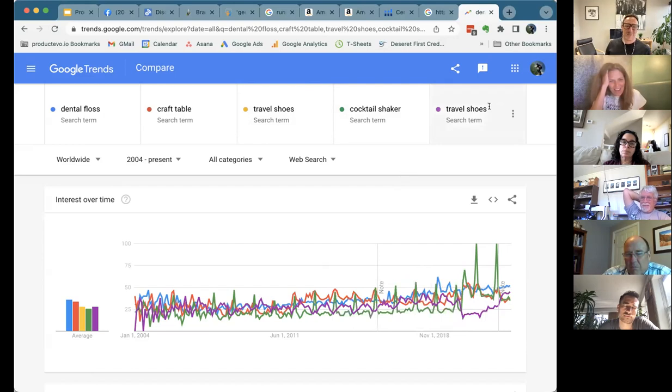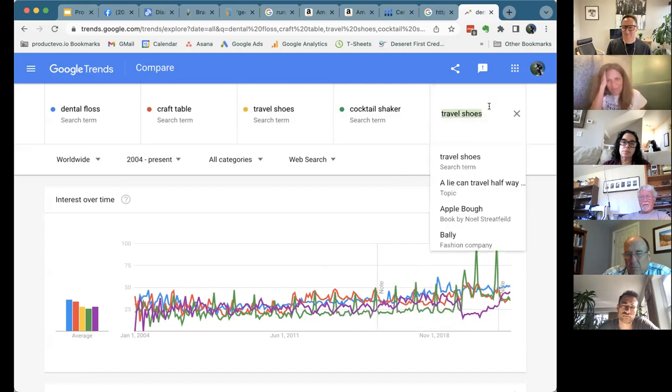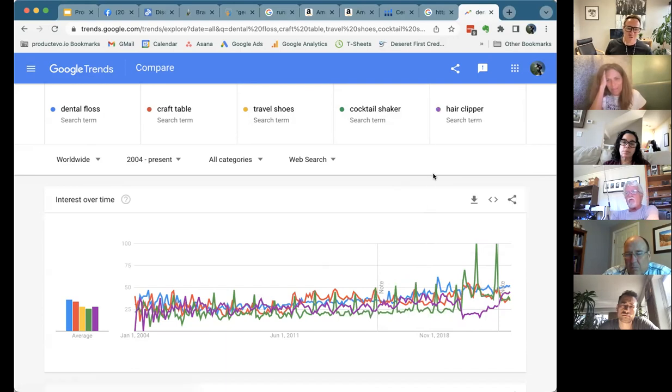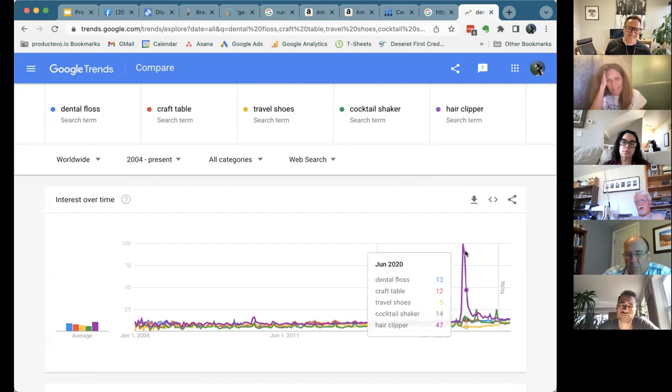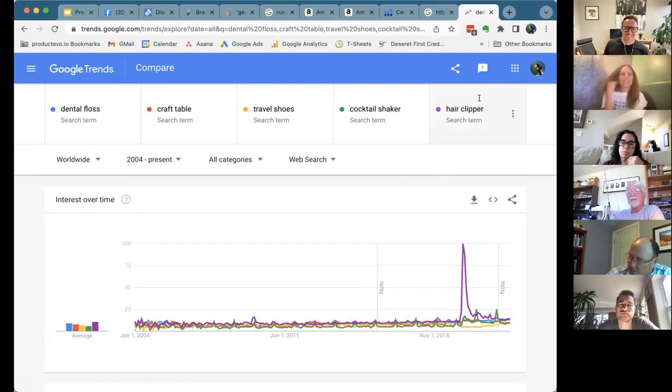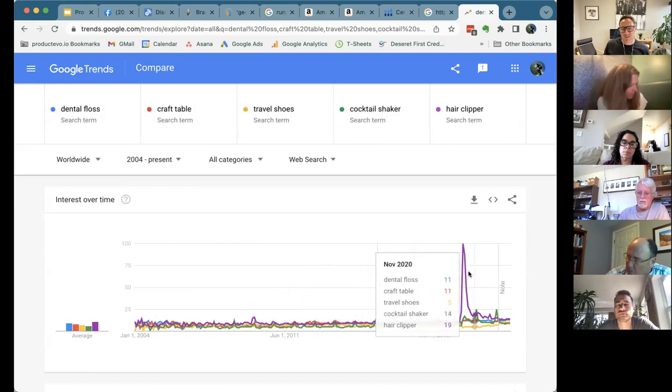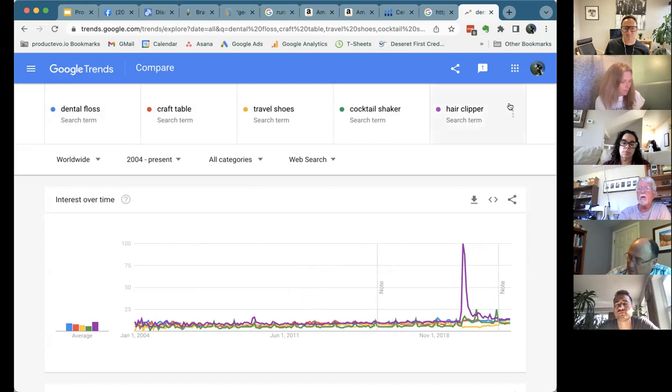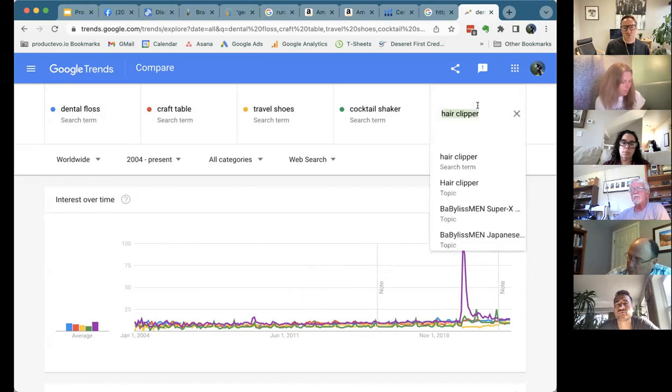Here's another one that I've messed around with, I think it's hair clipper. Watch this one go up during COVID. Look at that. So a lot of at-home haircuts right there. But what you can see too, and that's part of the reason I like to go broad, is you can see that it's stable over time. And there is a very clear explanation for why it went up there, but it's dropping now back down to stable. So good to see.